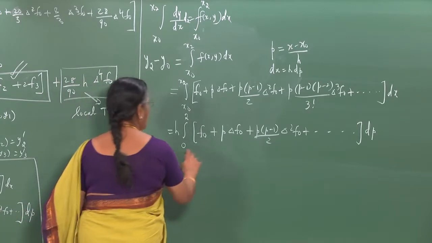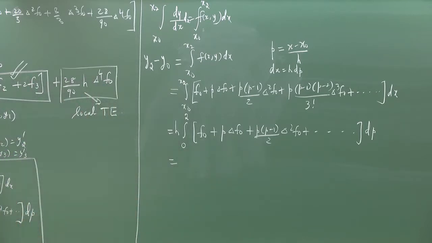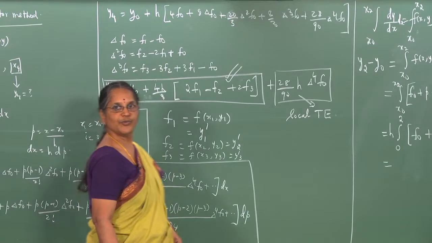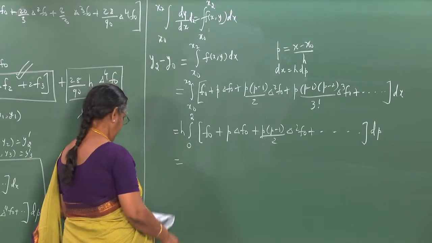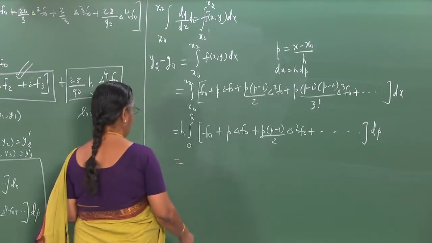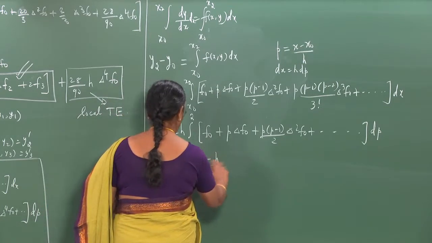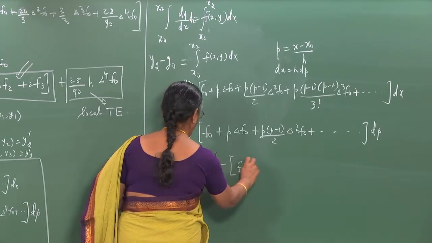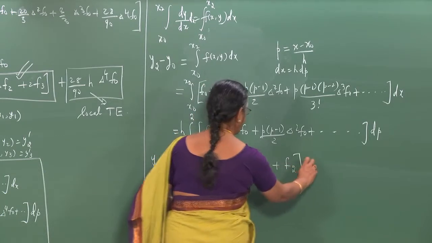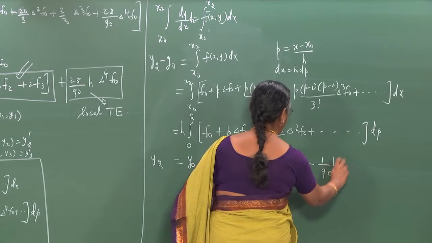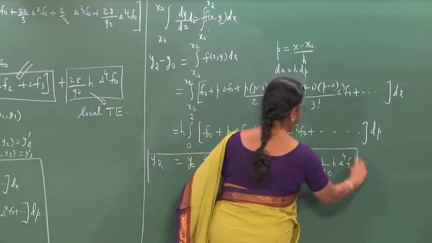So, the result of integration and then replacing the forward differences by means of the values of the function at x0, y0, x1, y1 and so on will result in the following method, namely y2 is equal to y0 plus h by 3 into f0 plus 4f1 plus f2 minus 1 by 90 times h into del to the power of 4 f0. So, you have another method.